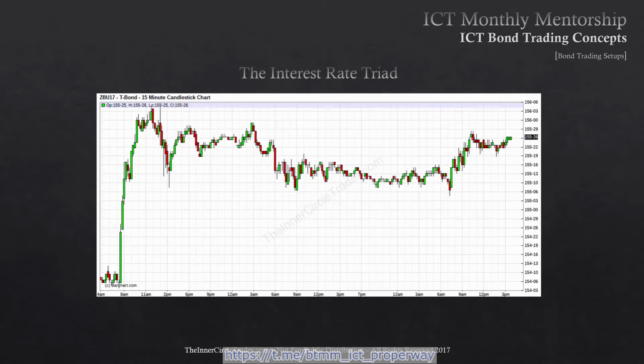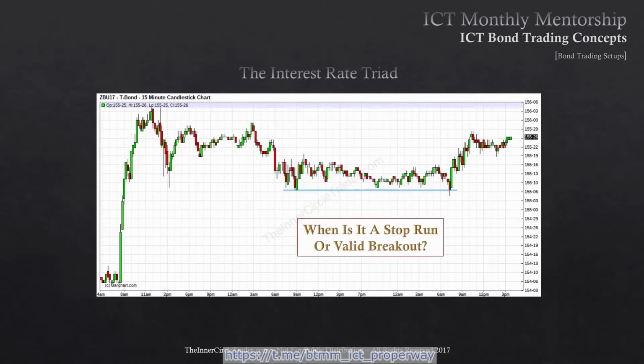Finally, we have the Treasury bond 15-minute chart, and we can see here we have a clear old low, equal lows, and the million-dollar question is when is it a stop run or a valid breakout? So when we have these conditions where we are expecting bullishness, we're expecting a discount array to support price on the bond market, daily chart or 2-hour chart, that means we're going to anticipate one of two scenarios: the lower low for runs on sell stops, or the higher low for reaccumulation.